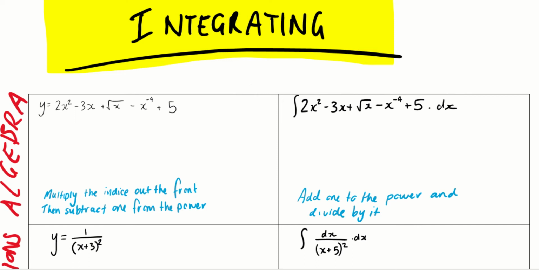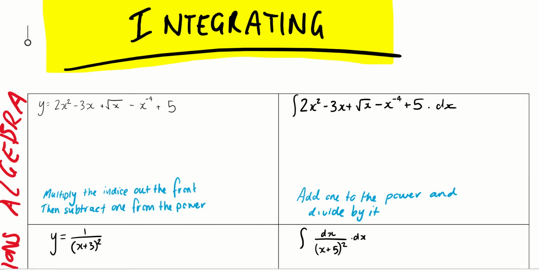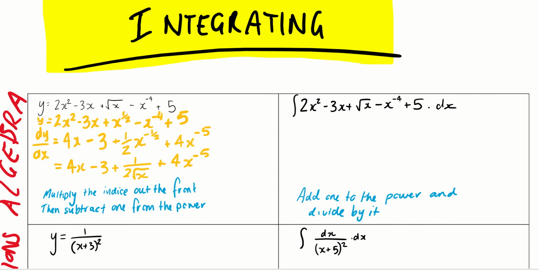Algebra. What I've written there in blue is just my version of the summary of how to do it. So you can pause the video and give these a go. Otherwise, jumping into it, the left-hand side we're differentiating. So I've said to differentiate algebra, you multiply the indice out the front and subtract 1 from the power. So if I do that, I'm going to end up with something that looks like this.